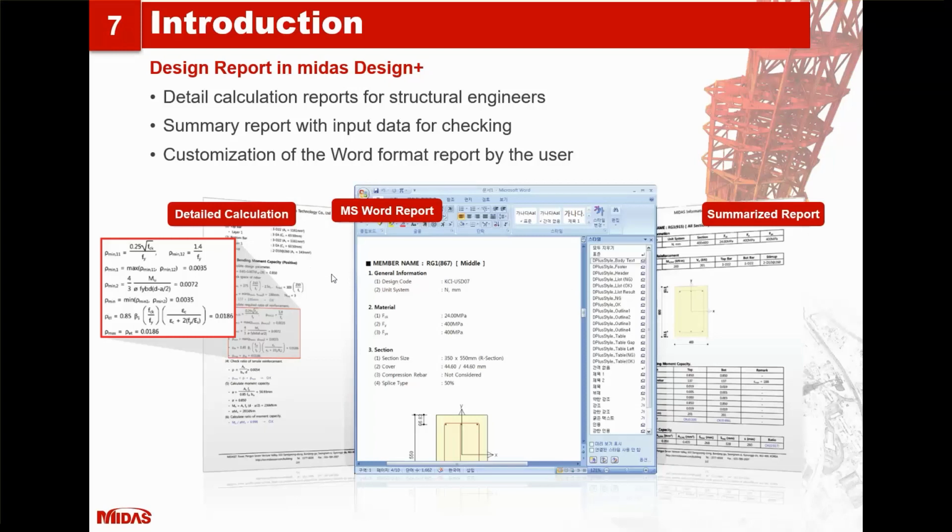You can also generate detailed calculation of each structural member. In the detailed calculation, you can see all the formulas that are being used to design or to check that structural member. Also, you can generate the summarized report, which is simpler and is in a tabulated format. And then both the summarized report and detailed calculation can be exported to an MS Word report.